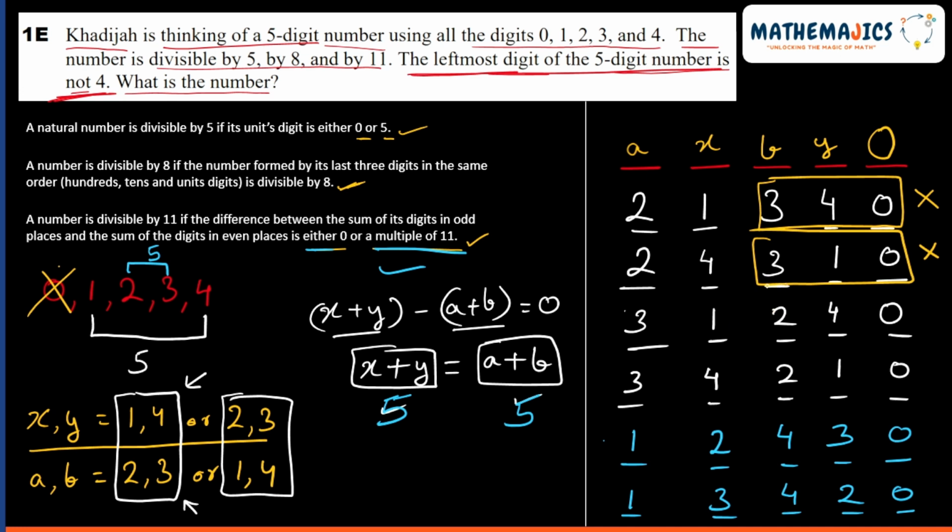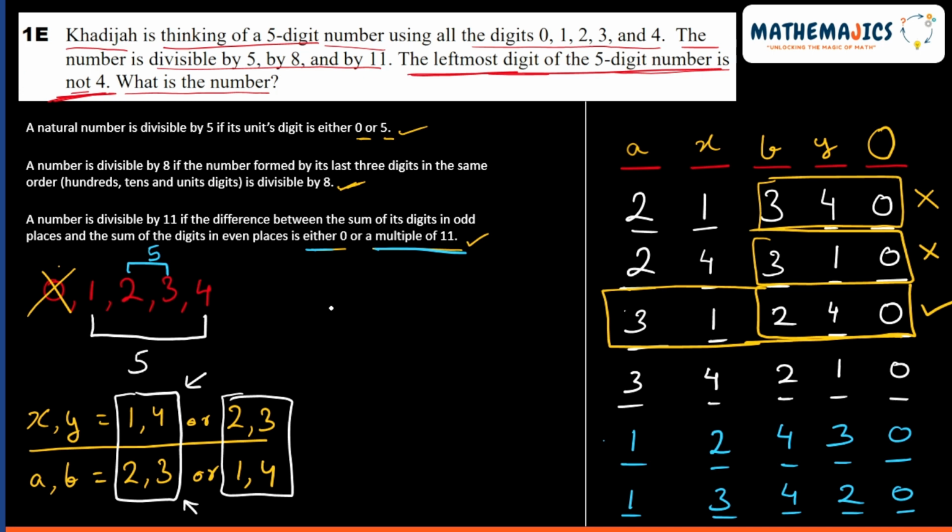Let's look at 240. Is 240 divisible by 8? Yes. 240 is divisible by 8. That means this whole number will be divisible by 8. Okay, so let's finalize our answer. Our final answer, which fulfills all the given conditions in the question, is 31,240. This will be our final answer.